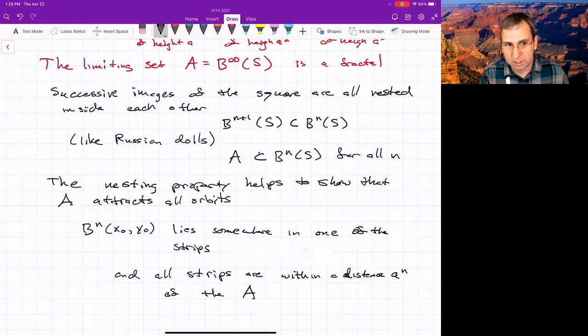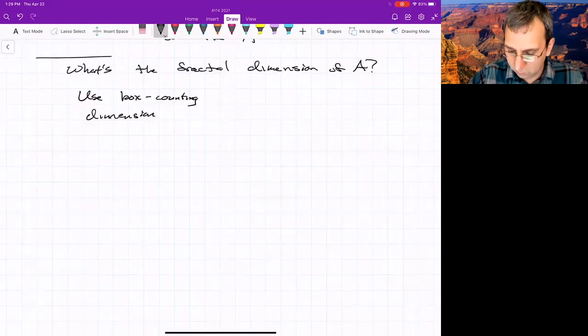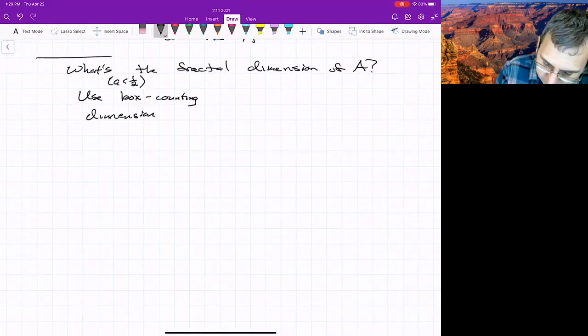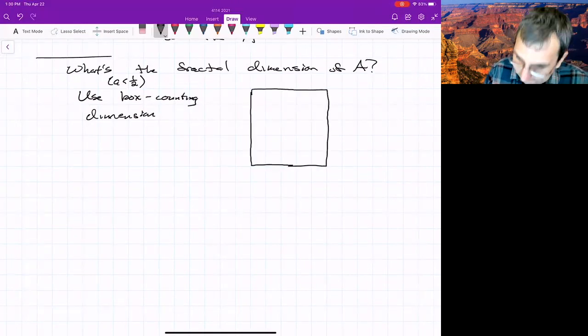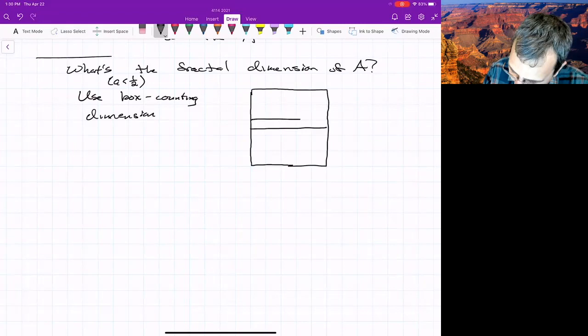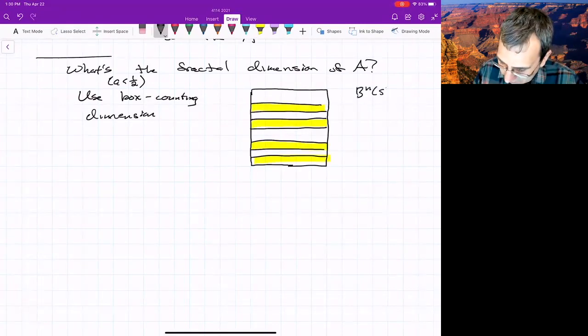Well, let's verify the fractal thing. Let's see if we can count the dimension of it. There may be a way to do it like the self-similarity, but we could use a box counting dimension. And we're only doing this for a less than a half. Here is a sketch of the box. And just imagine this is the nth iterate. This is B^n(S).